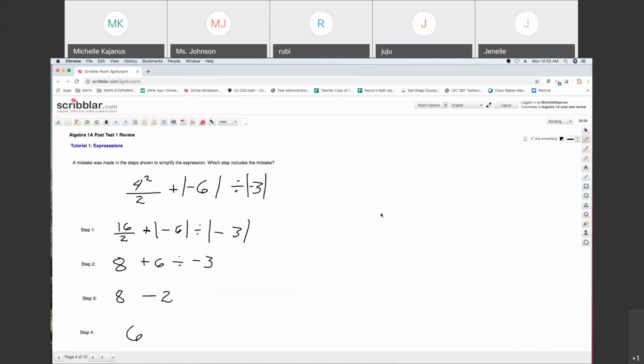Okay, you're gonna have a couple of questions where you have to find the mistake in the steps. So we're gonna go over. You're gonna have something like this, and a lot of times the mistake, let's say if it's in step one, you won't really see the mistake until the next one. So let me show you what I mean by that.